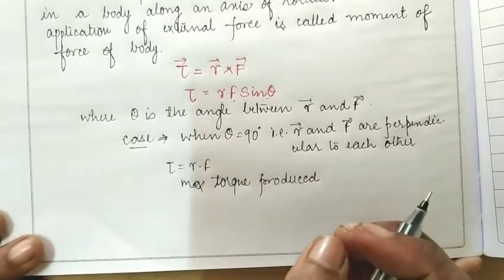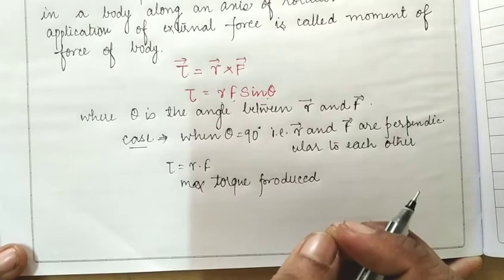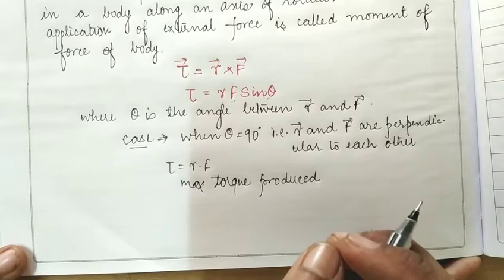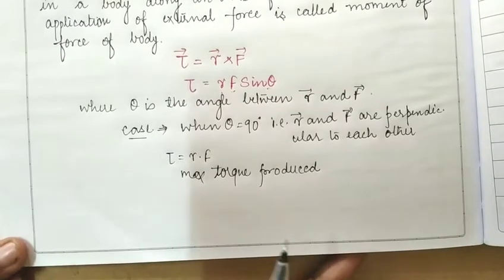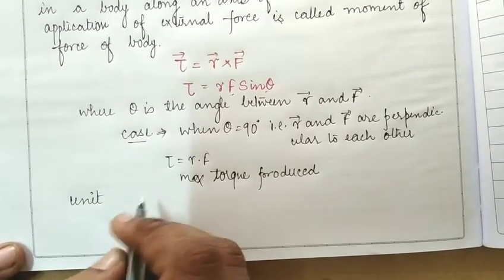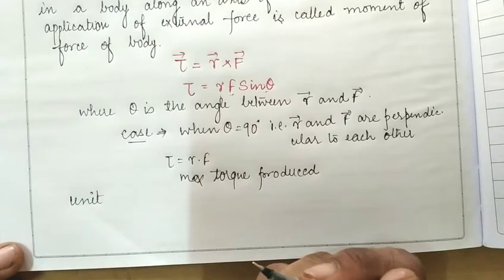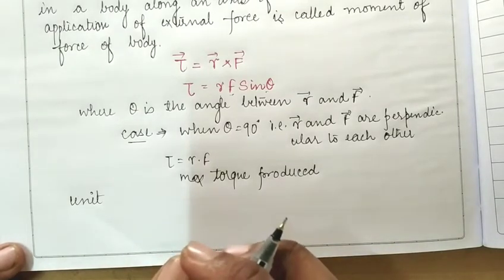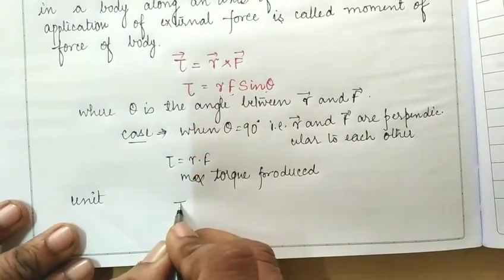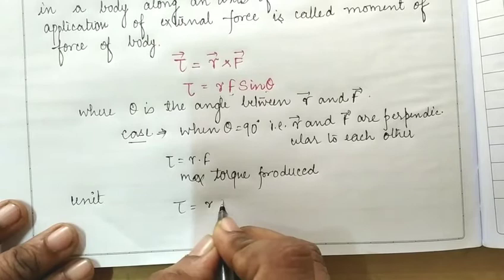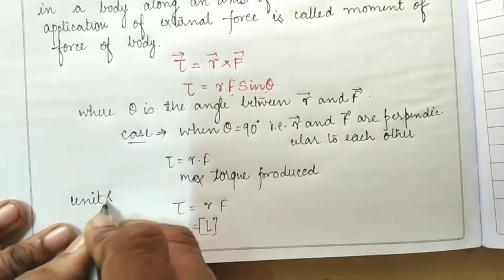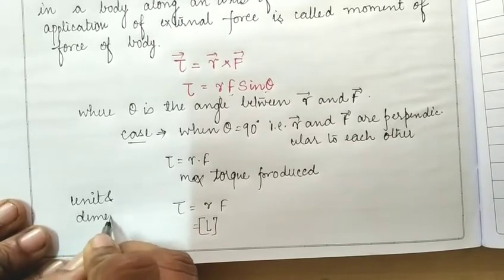Students, these are the basic terms regarding the moment of force. And how can we give its unit? Torque has the same dimension as that of work, so it has the same unit. The unit of torque is the same as the dimensional formula of work. Here tau is equal to r into F, and r is the distance, so I am writing the unit and dimension.